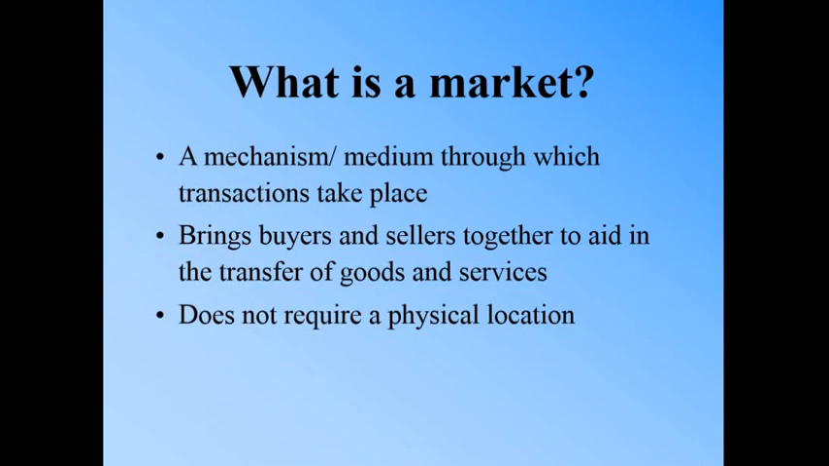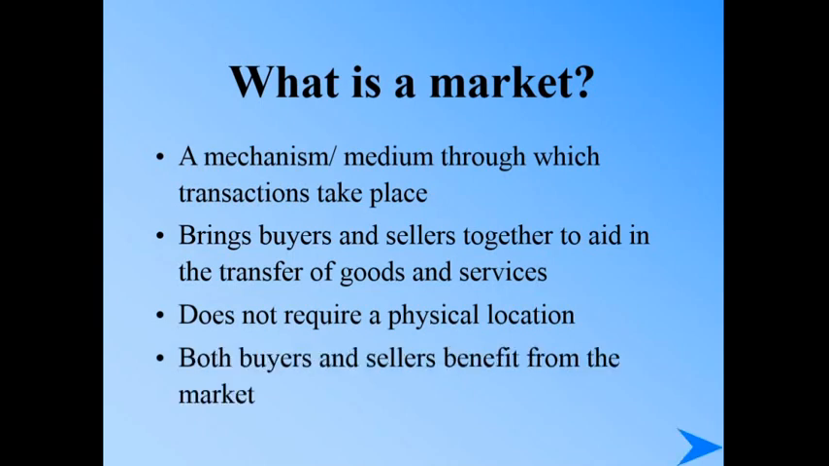It does not require a physical location, which means that market does not necessarily require a physical location. Market is possible without having a physical location. So therefore it's a platform, or a mechanism or a medium through which buyers and sellers interact with each other. Now, market can have a physical location, but physical location is not the requirement of a market. Markets are possible without having a physical location even.